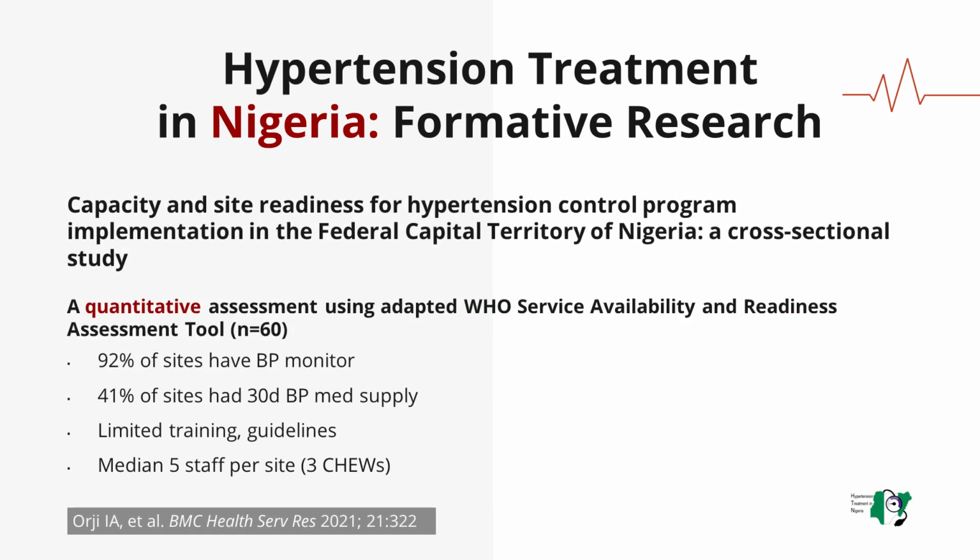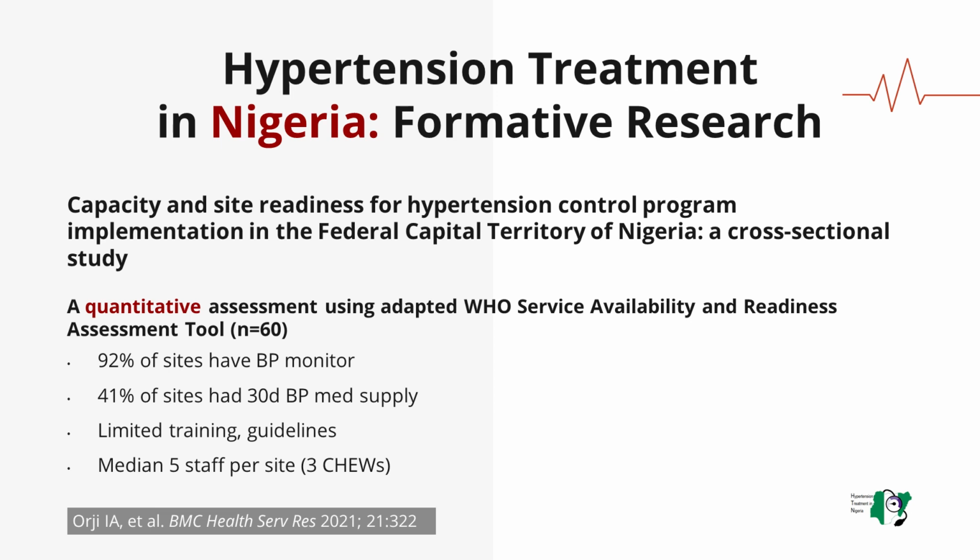The first was a quantitative assessment using the adapted WHO Service Availability and Readiness Assessment tool. We needed to go to the sites to understand what services were already there and were they ready to receive this implementation package. And so we identified that 92% of the sites had a blood pressure monitor that was functioning when we visited. On the other hand, only 41% of sites had a 30-day supply of blood pressure lowering medicines, meaning patients had to go outside to go get their blood pressure lowering medicines. There was limited training that the staff had, as well as limited clinical practice guidelines that had been implemented.